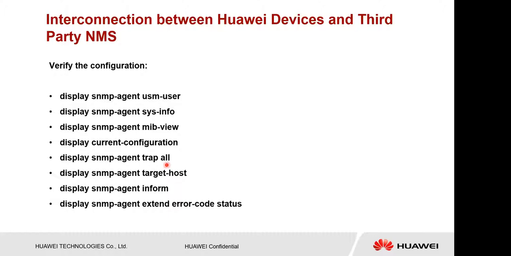If it's off and you need to use that trap, you can run the command snmp-agent trap enable, like I mentioned just now. The next ones are snmp-agent target-host, snmp-agent inform, and snmp-agent extend error-code status. So here are some of the commands you can use to verify the configuration of your SNMP.